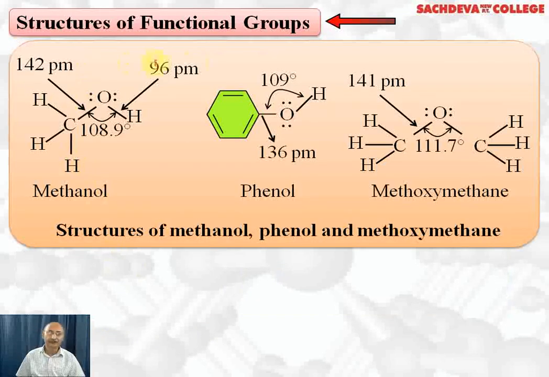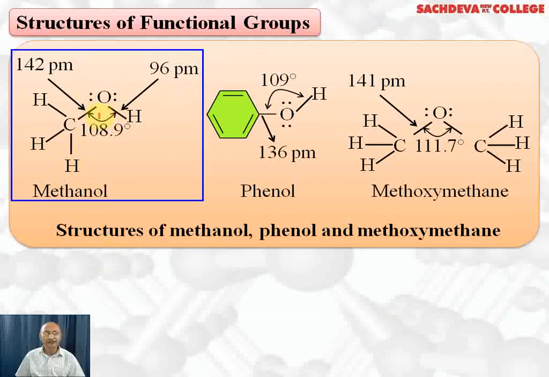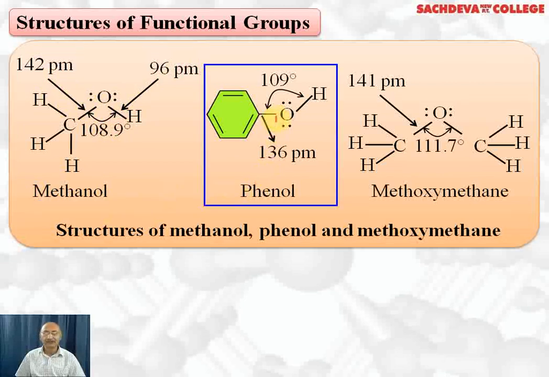We are taking structure of functional groups. OH group is single bonded, so it is sp3 hybridized. Carbon is sp3 hybridized. This oxygen is single bonded. Here we have bond angle 108.9 degree. CO bond length is 142 picometer and OH bond length is 96 picometer. This is the structure of methanol or functional group in methanol. In phenol, carbon oxygen bond is shorter, 136 picometer, due to sp2 hybridization. This OH is single bond. This bond angle is 109.